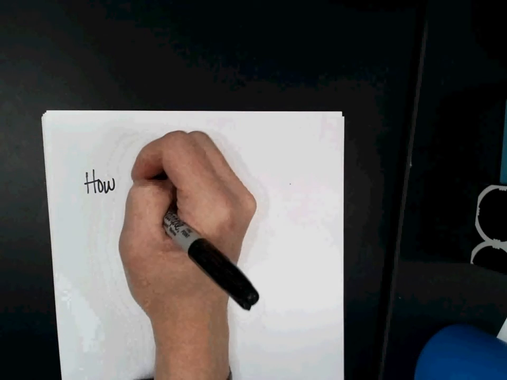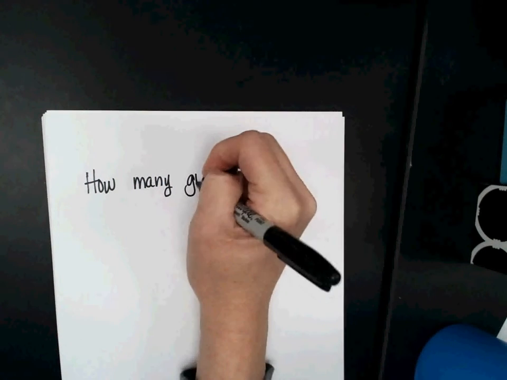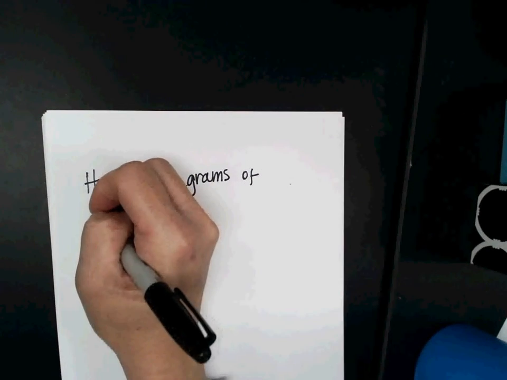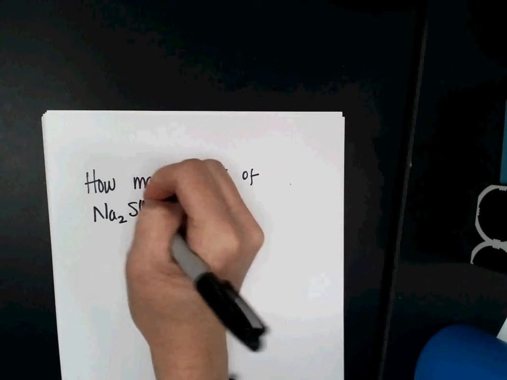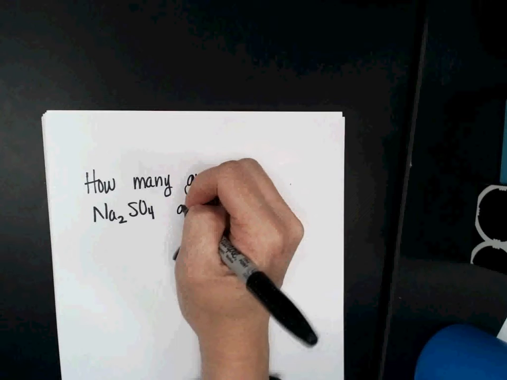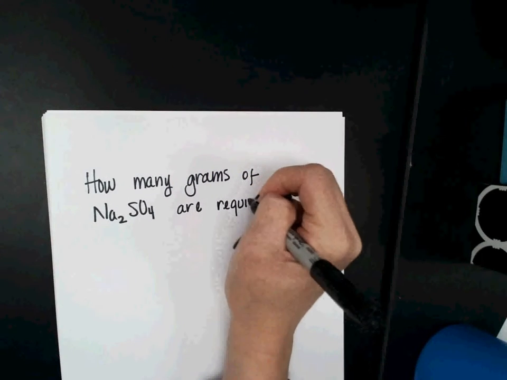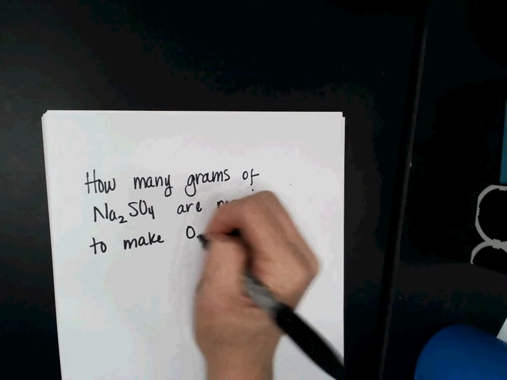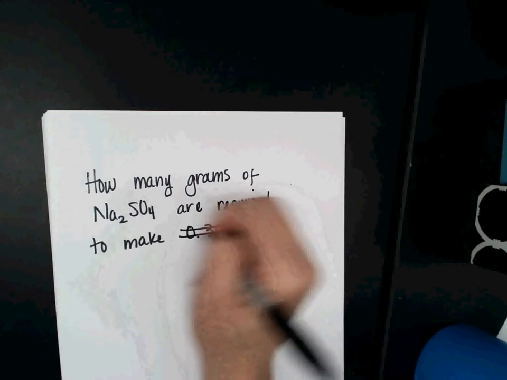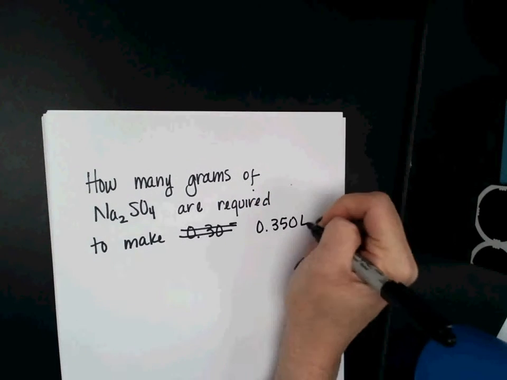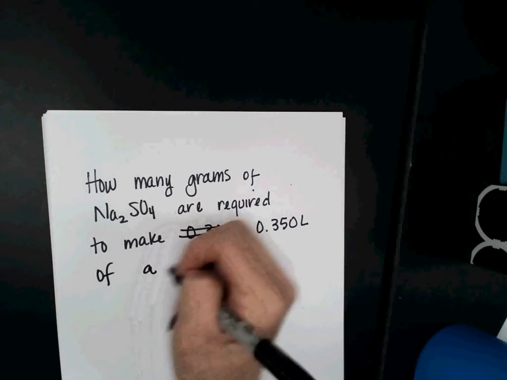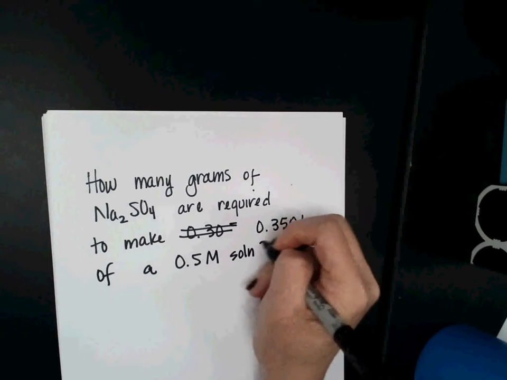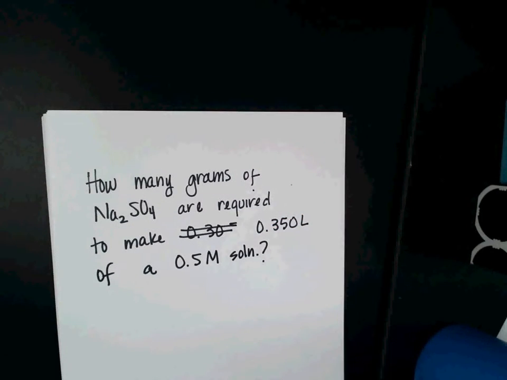Okay. How many grams of sodium sulfate, we'll use this again because we've already got it calculated, are required to make 0.350 liters of a 0.5 molar solution. Okay, so there's your question.